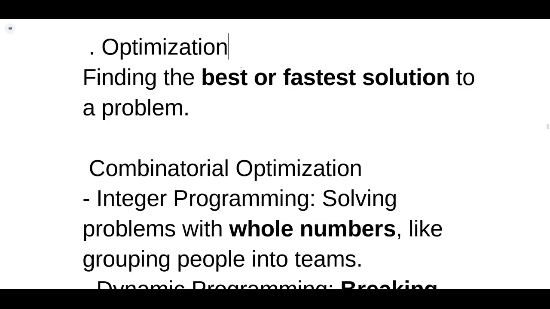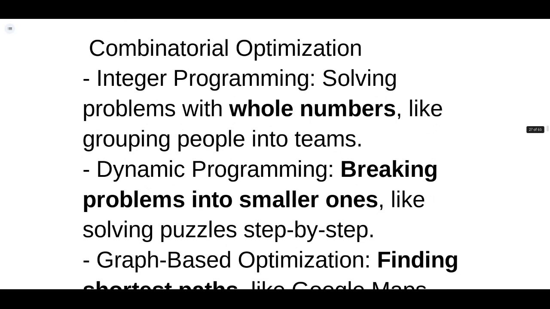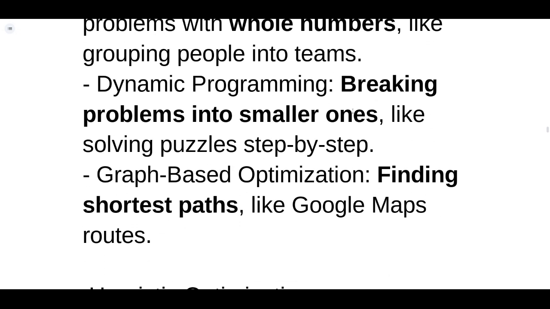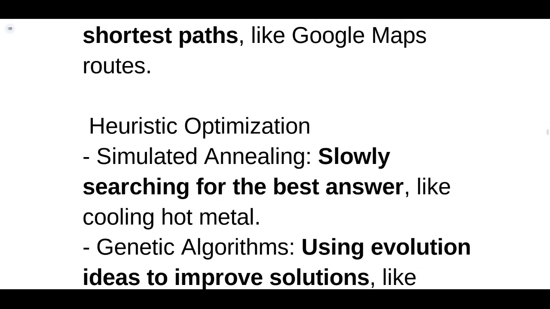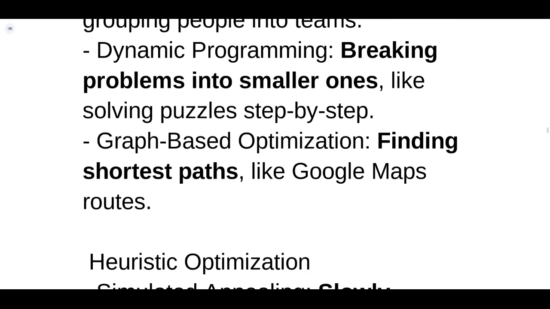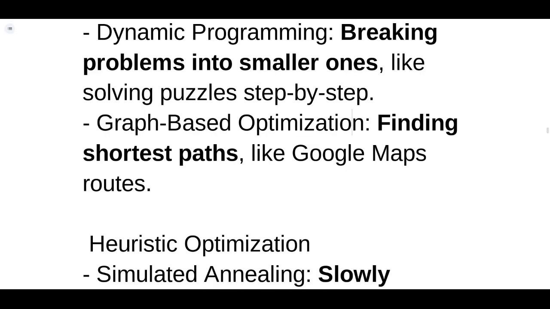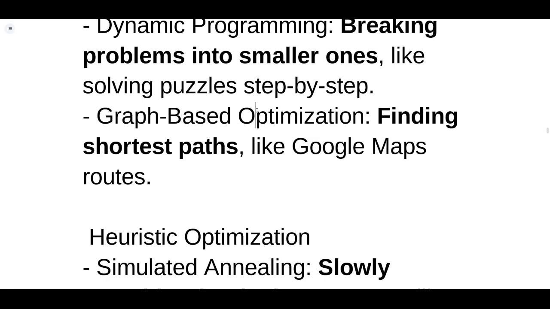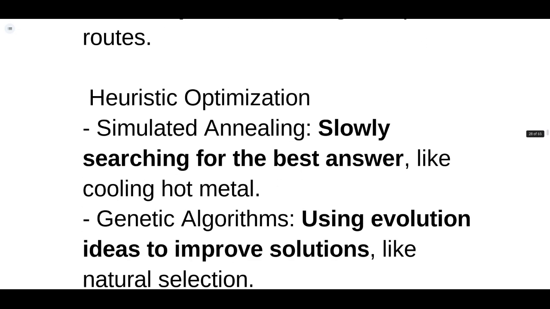Optimization, finding the best or fastest solution to a problem. Combinatorial optimization, integer programming, solving problems with whole numbers, like grouping people into teams. Dynamic programming, breaking problems into smaller ones. Graph based optimization, finding shortest paths.